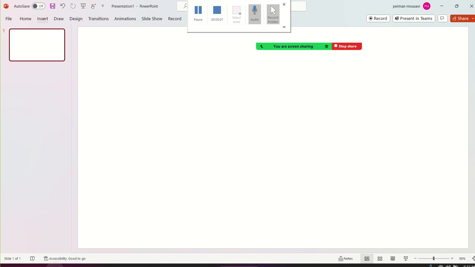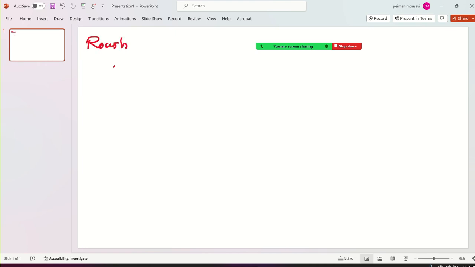So, as I promised you, we are now moving to the Routh-Hurwitz stability criteria.